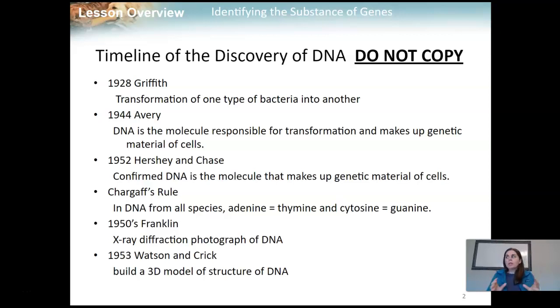Then we get to a really big breakthrough, and that was in 1952, Hershey and Chase. These two scientists confirmed that DNA is that molecule that makes up the genetic material of the cells, and we will talk about Hershey and Chase on our next slide.